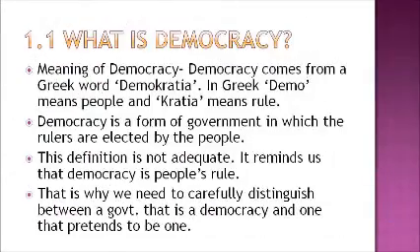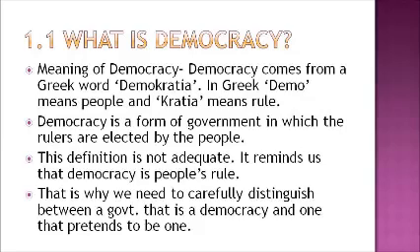What is democracy? Democracy comes from a Greek word, demokratia. In Greek, demo means people and kratia means rule. Democracy is a form of government in which the rulers are elected by the people. This simple definition is not adequate. It reminds us that democracy is people's rule.